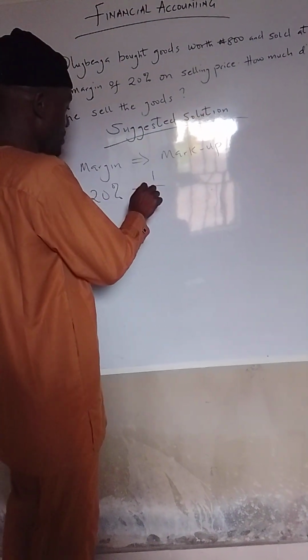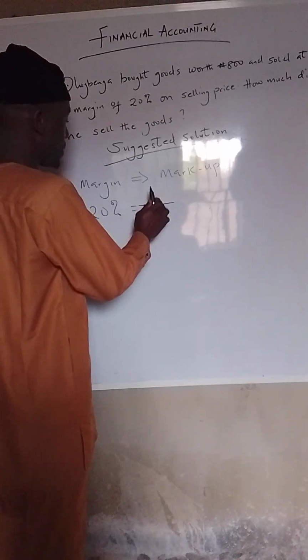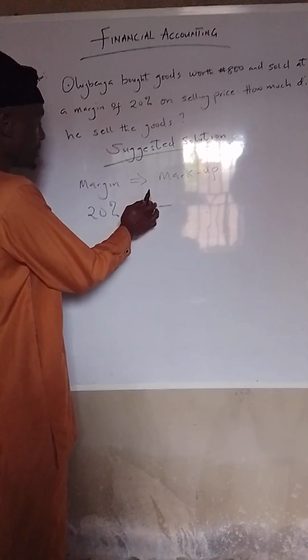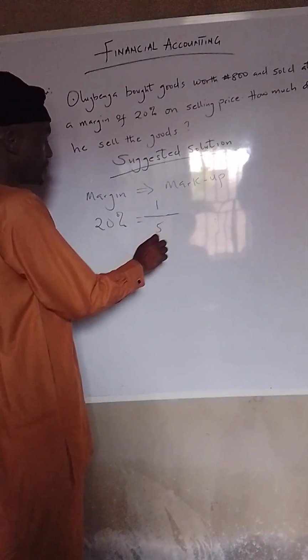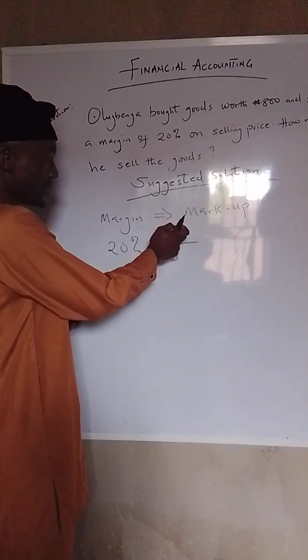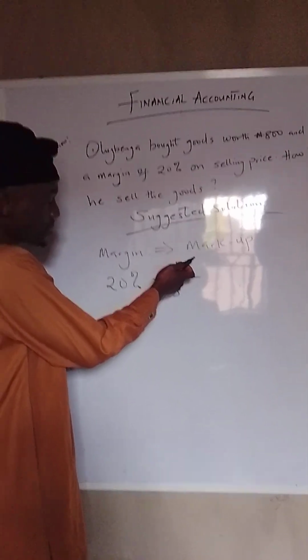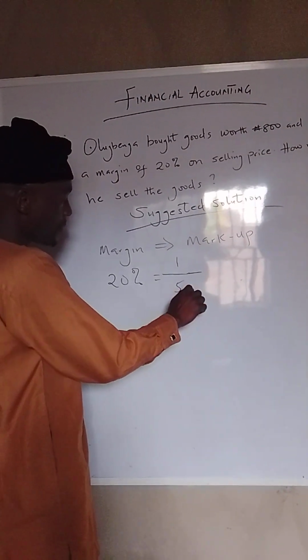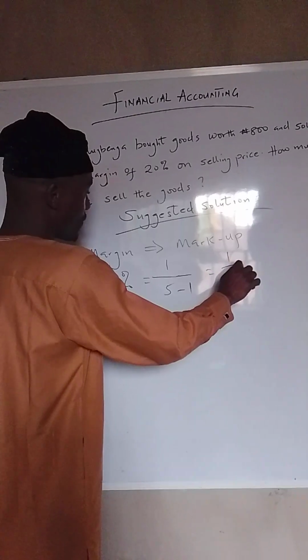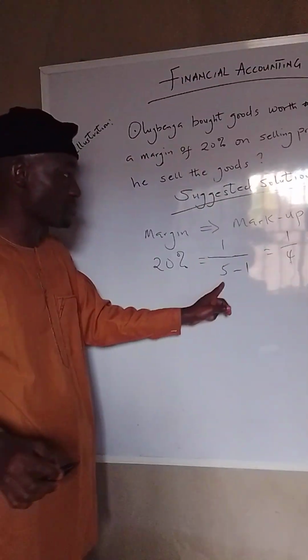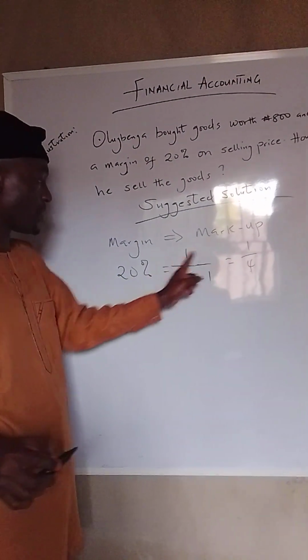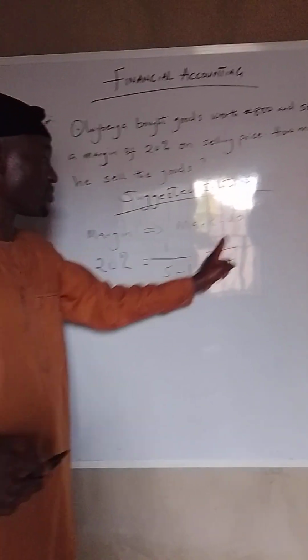And the rule says that anytime we are converting margin to markup, we subtract the numerator from the denominator. That will be 5 minus 1. That will give us 1 over 4. We have converted to markup like that. 1 over 5 minus 1, which is 1 over 4.